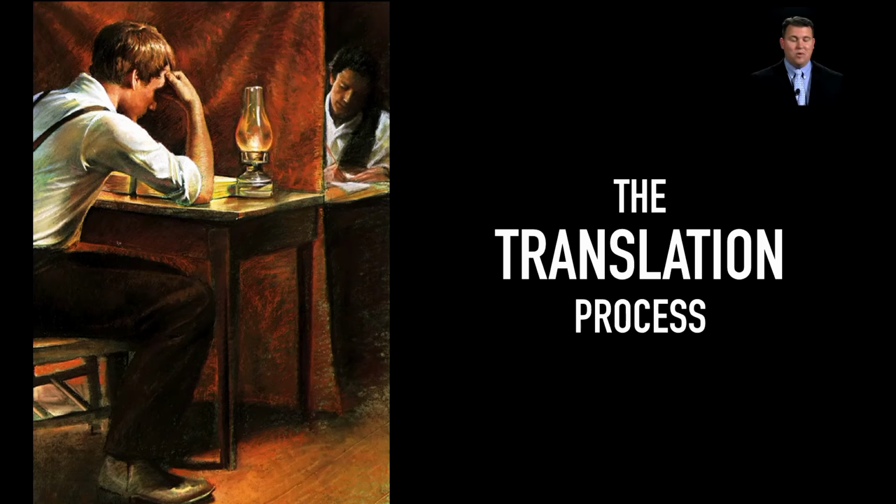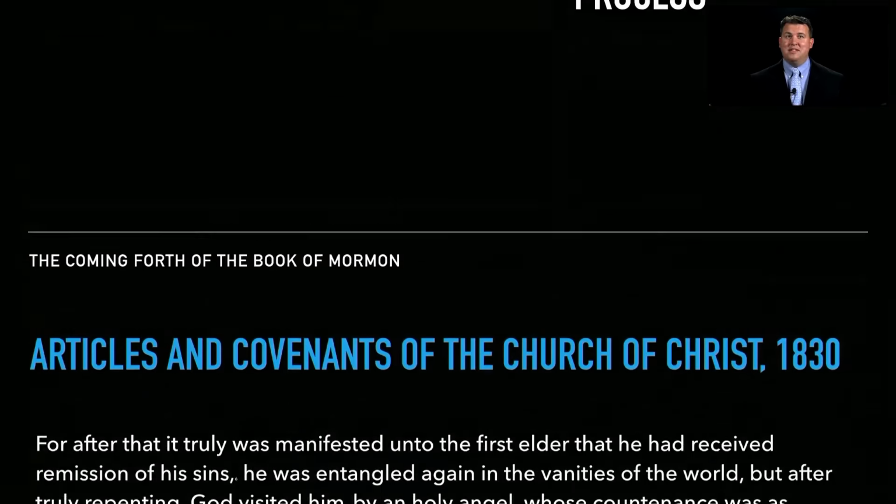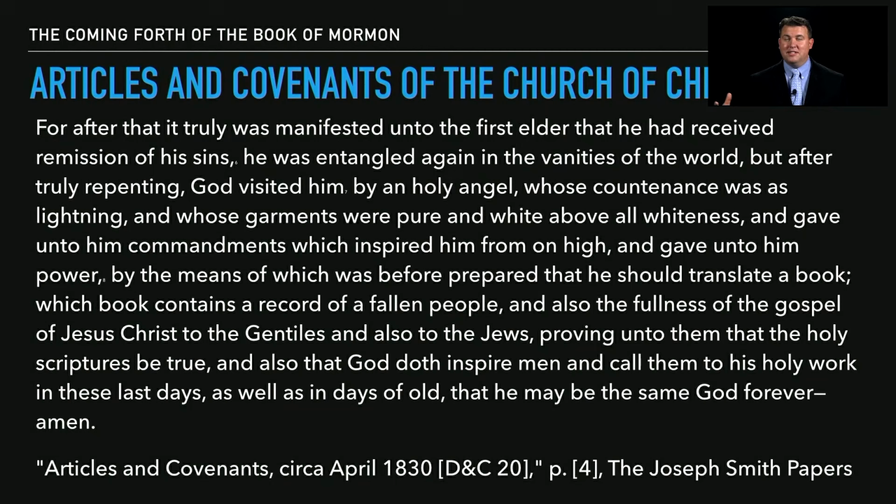So the earliest account of the coming forth of the Book of Mormon is actually found in what is today Section 20 of the Doctrine and Covenants. Before there was a Doctrine and Covenants, this was called the Articles and Covenants of the Church of Christ. The Articles and Covenants starts with a short introduction that gives a preview of what has happened so far in the Restoration. Again, this is written around April 1830, around the time that the church is organized.